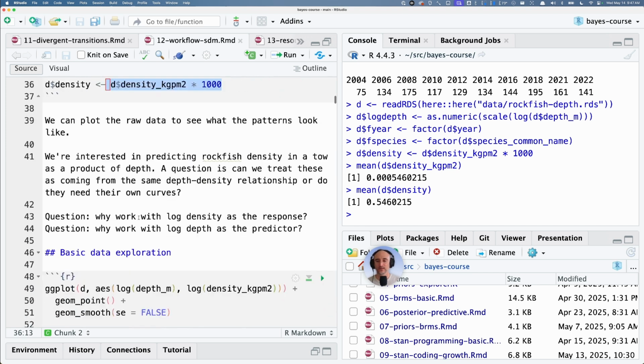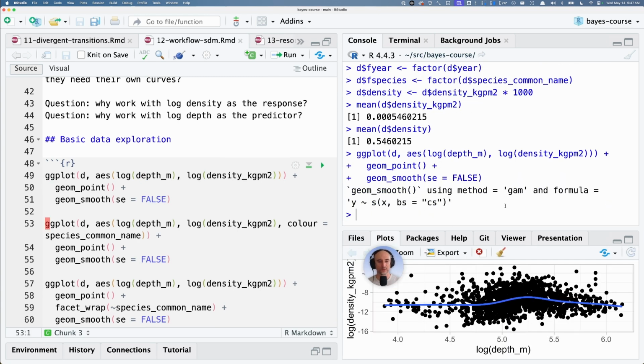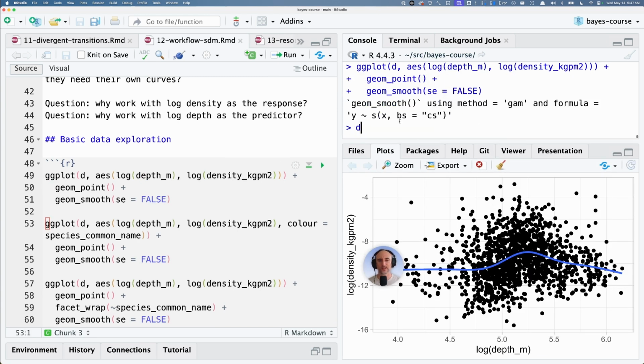So let's plot the data, which we always should do. I'll start by just plotting it in several different ways. So this is all the data together, all the species, all the years. I've got log depth on the x-axis and then log density for all the species combined. And then I've put a smoother through it using mgcv just to visualize what's happening. So there's this scatter shot, and there's maybe a little bit higher here in the middle.